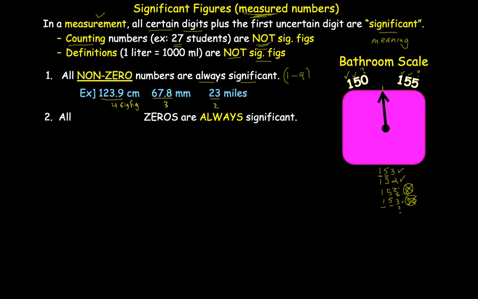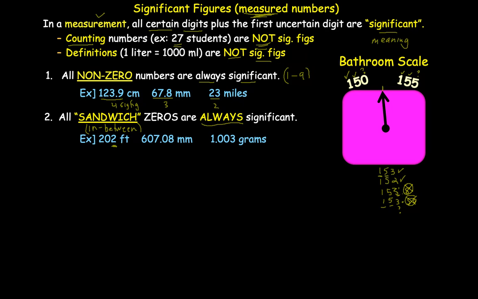What the problem is, it's going to be zeros. Zeros always present a problem to us because sometimes zeros are measured and sometimes they're placeholders, and that's the key. If you have a 0 that's in between other numbers, I call them sandwich zeros. If they're in between, I call them sandwich zeros. These are always going to be significant because if you have a situation like 2,202 feet, since this is a measured number and this is a measured number, the only way you can measure the 2 is if you know that 0 is a measured number. Otherwise, you would never measure it.